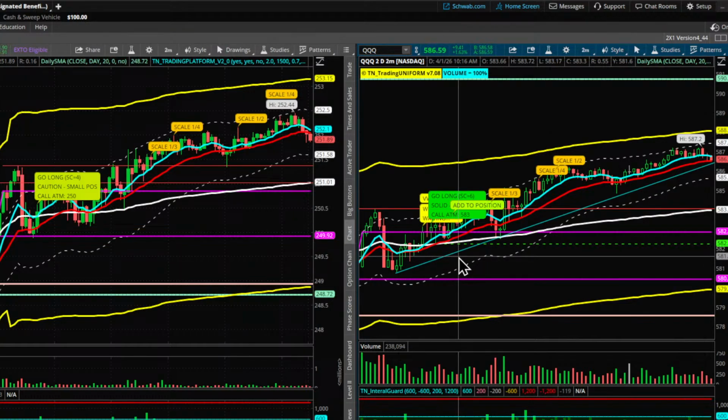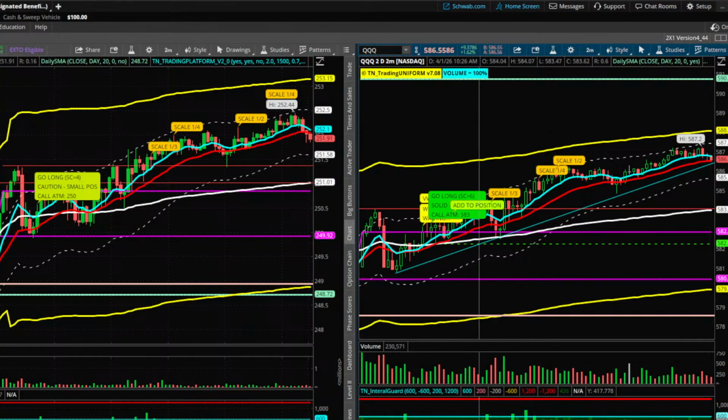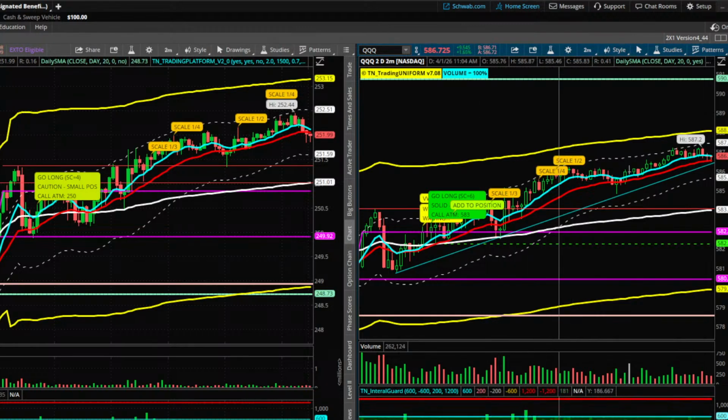Yesterday, it caught this huge run in QQQ, and I made 4 times my option. So yesterday and today, the system was near perfect. The trend is still up. That's why the system hasn't said anything yet.